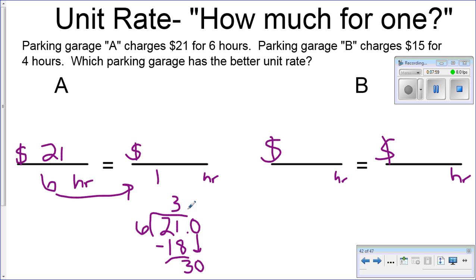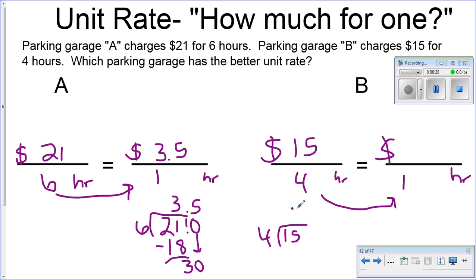6 goes into 30, 5 times. Don't forget to bring your decimal up. So here's my hourly rate, $3.50 per hour. Parking garage B charges $15 for 4 hours. Well, we want to know, how much for 1? So here I'm dividing by 4. So 4 to 1, I'm going to divide by 4. And I'm going to divide 15 by 4 as well.